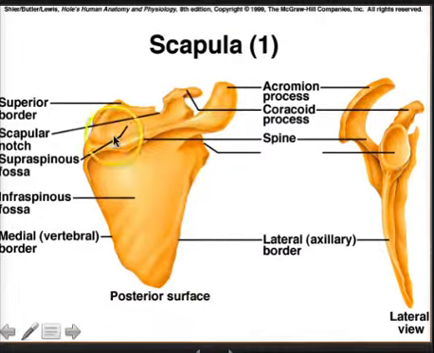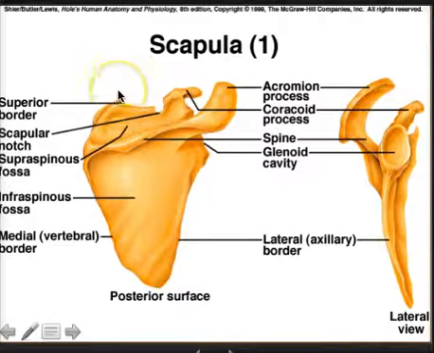Here's the spine of a scapula. You can feel this protruding from your back at times. Here is the glenoid cavity. It is an attachment place. It is a joint for where the head of the humerus will sit.